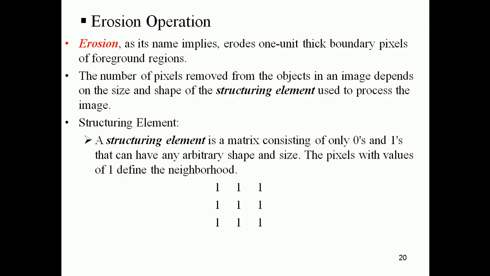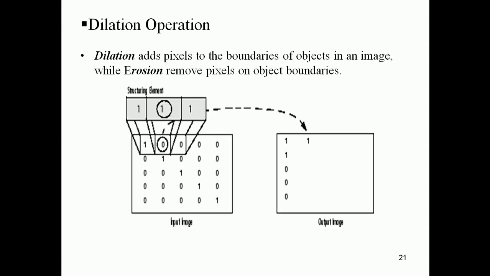Erosion operation. As the name itself implies, it erodes one unit thick boundary pixels of foreground images. The number of pixels removed from the object in an image depends on the size and shape of the structuring element used to process the image. What is a structuring element? A structuring element is a matrix consisting of only zeros and ones that can have any arbitrary shape and size. The pixels with values of 1 define the neighborhood. Dilation adds pixels to the boundaries of objects in an image, while erosion removes pixels on the object boundaries.